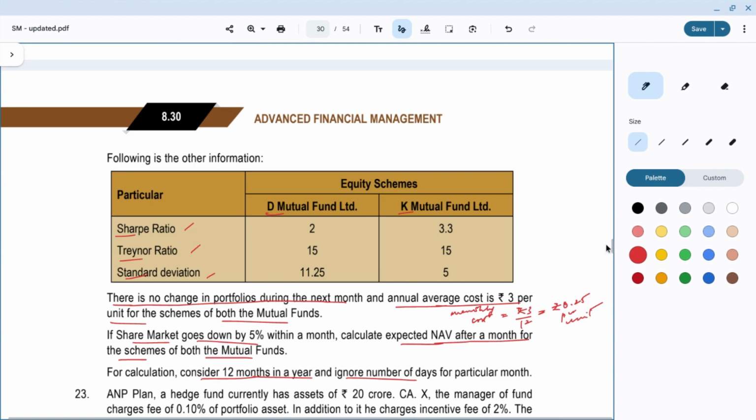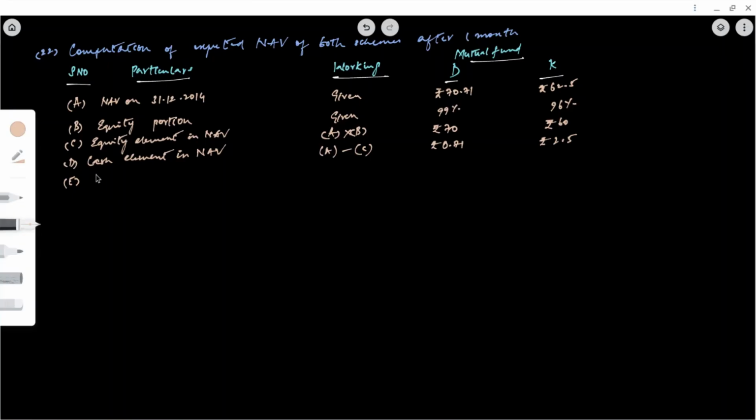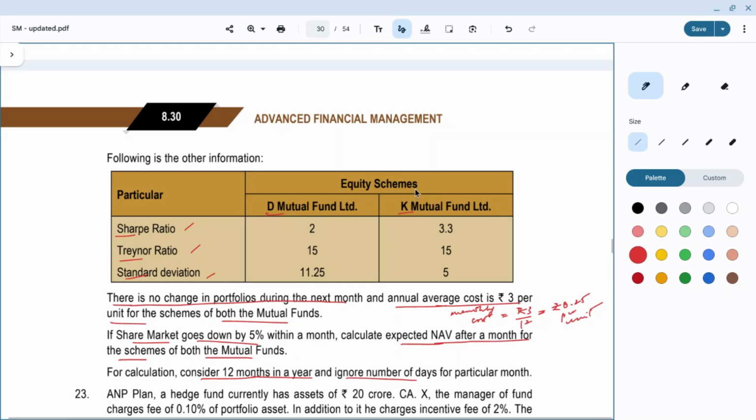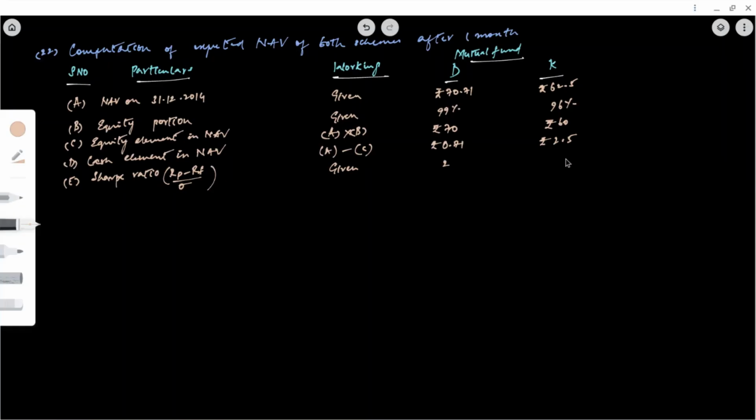Sharpe ratio, Treynor ratio, and standard deviation are given. Sharpe ratio, that is Rp minus Rf divided by standard deviation, is given. What are the values? It is 2 and 3.3. Right.